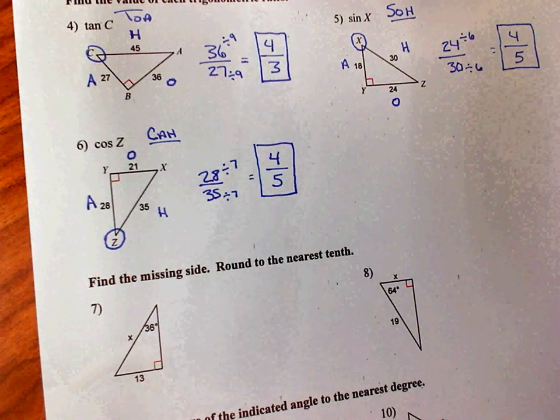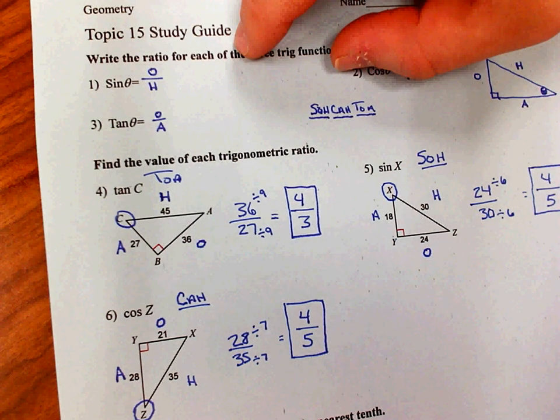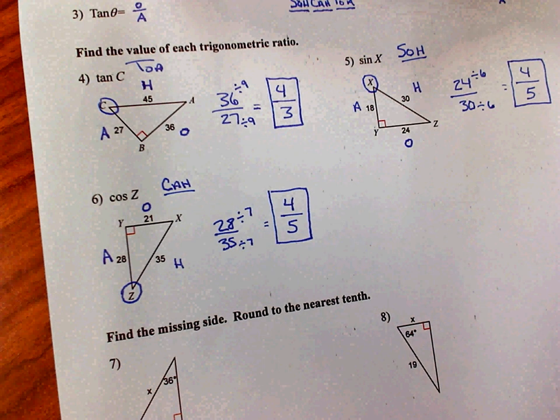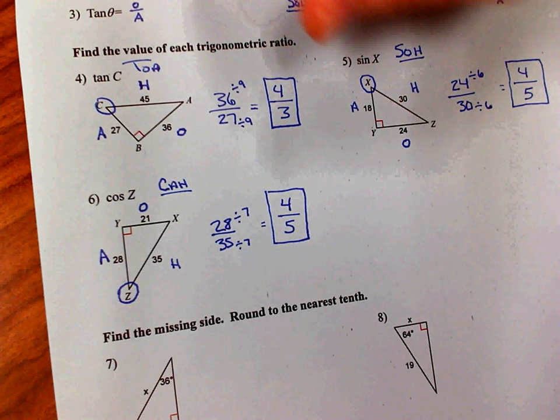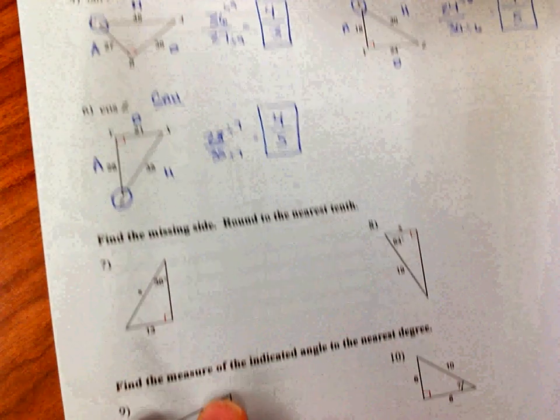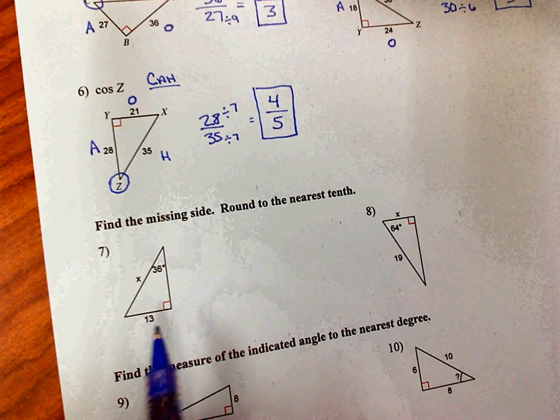So at this point, we have identified the ratios for each term. We have been able to use them inside of a triangle. Now we're going to actually use them to find a missing piece. We've simply just been identifying ratios. So now we're going to use that ratio to solve it with algebra.